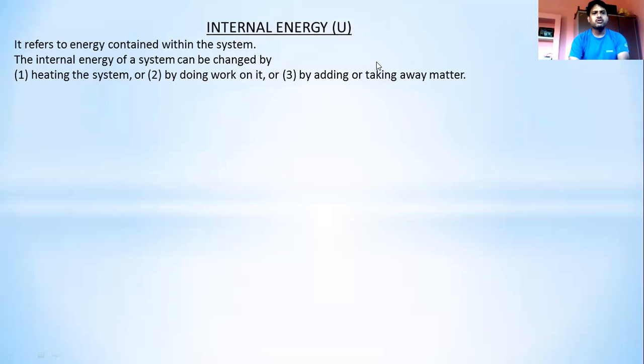It refers to the energy contained within the system. The internal energy of a system can be changed by heating the system, work done on it, or by adding or taking away matter. So I already have discussed that it is an extensive property, that is mass dependent.